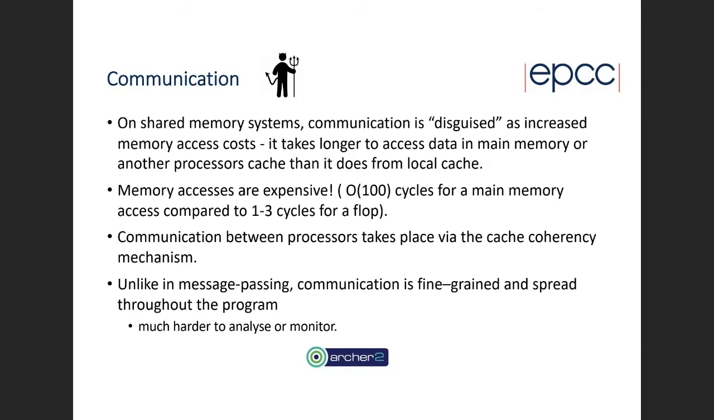And this fine-grainedness also makes it harder to instrument with tools. Tools can quite successfully instrument message passing programs and tell you exactly how much data was sent between which processors and when and how long it took and so on. But monitoring communication in shared memory is more difficult because of the very fine granularity that is happening there.